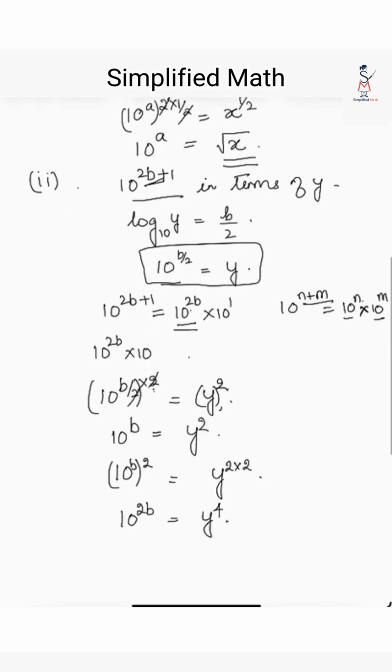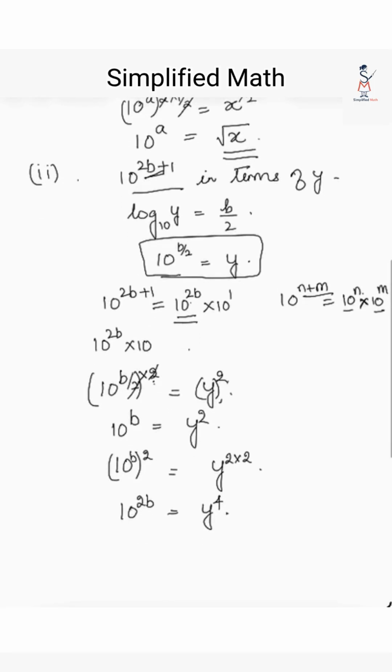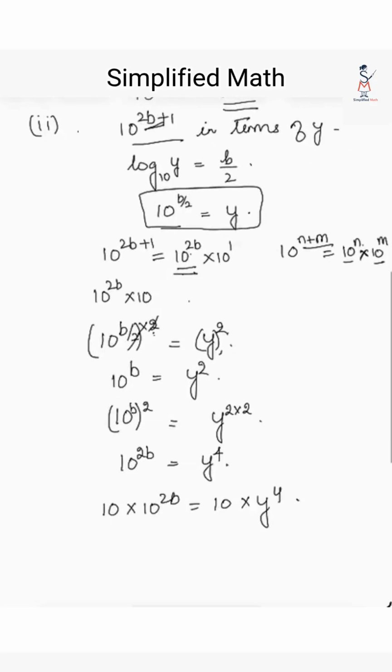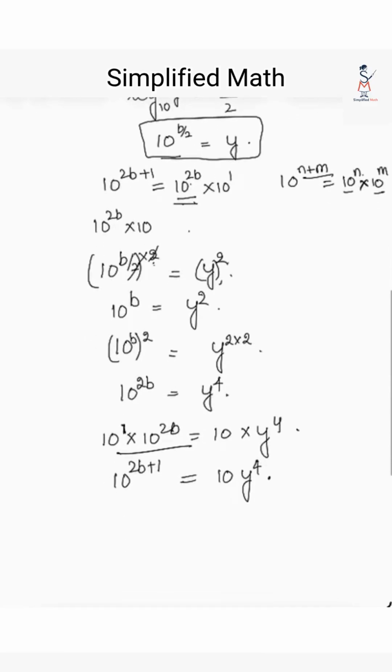Fine. Now what it is? We have, this is 10, what I need 10 raised to the power 2b into 10. So 10 multiply किया इधर भी, so 10 multiply किया इधर भी, right? So 10 raised to the power 2b plus 1, this is 2b plus 1 is equal to 10 into y raised to the power 4. Do step by step, you will get the answer.